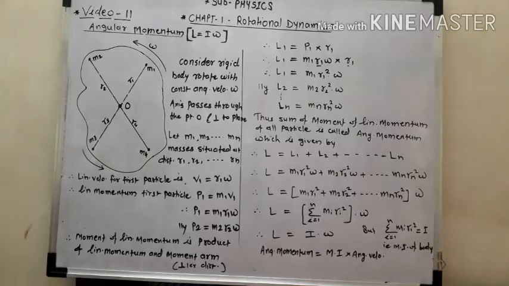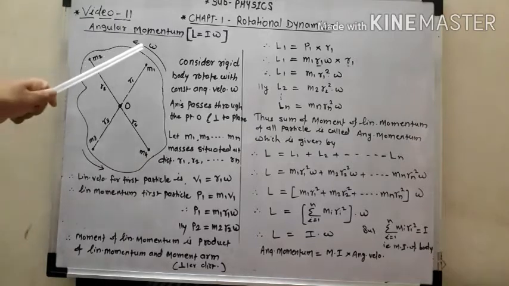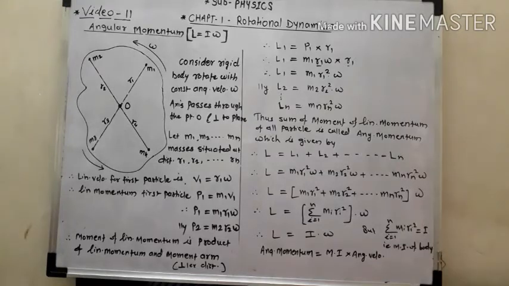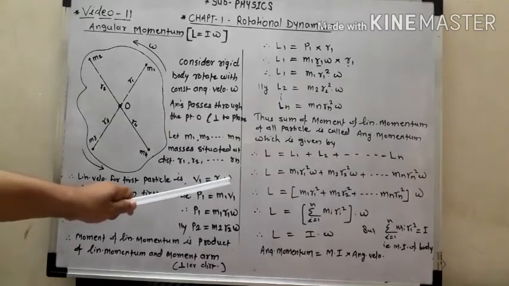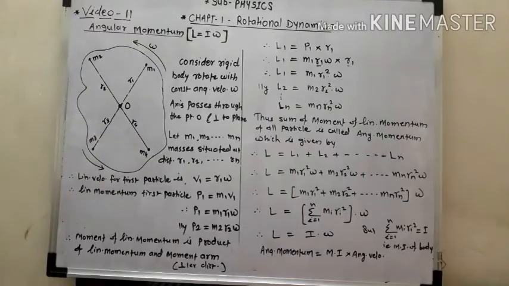Here we have to do this derivation with mathematical steps. Remember, as the body rotates with constant angular velocity omega, the linear velocity for the first particle is given by v1 is equal to r1 omega, because omega is constant. Similarly, v2 is equal to r2 omega, v3 is equal to r3 omega, and so on.